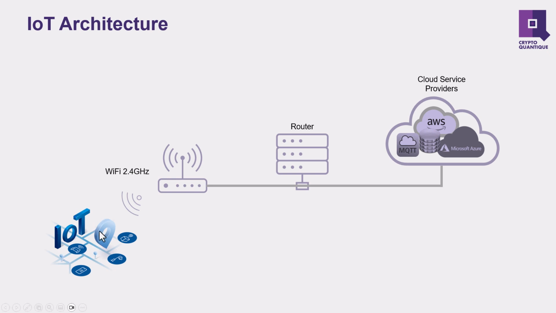So over here on the left you can see your IoT device that you're about to make. It will typically connect to some kind of wireless gateway through a router and connect to cloud service providers such as AWS, Microsoft Azure. You may even want to connect to a database or simply an MQTT broker.